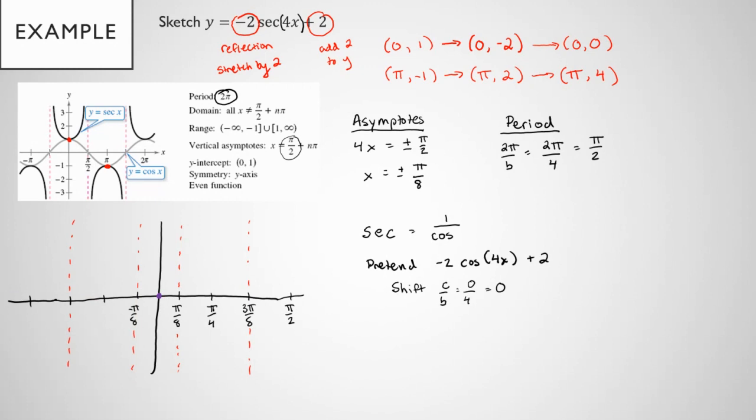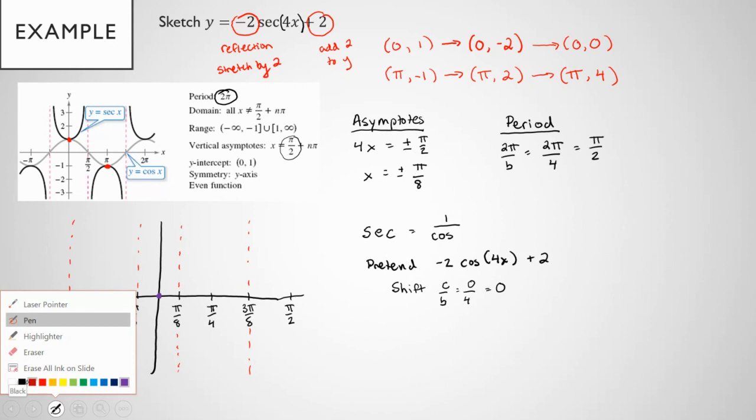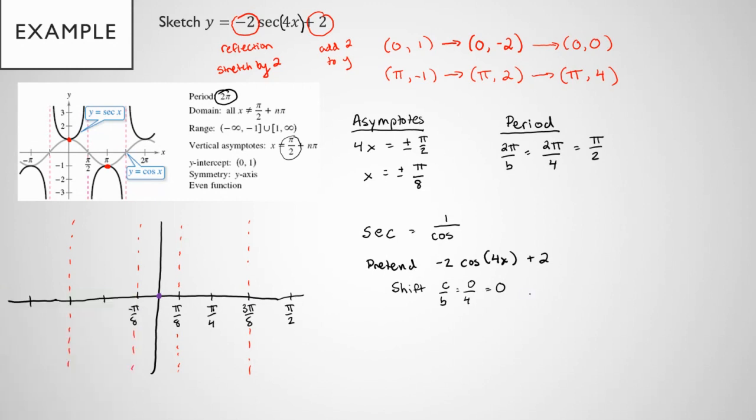So I'm going to just put that there. Then we add our period. So our period here is pi over 2. So next at pi over 2, I'm also going to be at 0, which means at this pi over 4, I need to be at my other value.